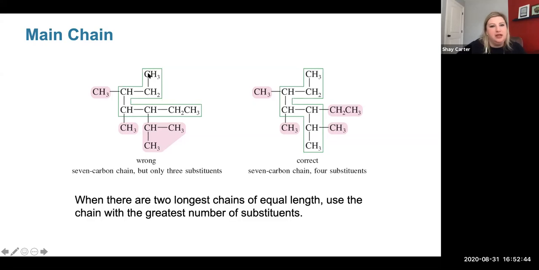So if we start here, 1, 2, 3, 4, 5, 6, okay, we would only have 1, 2, 3, 4, 5, 6, 7. We have a 7-carbon chain, but only 3 substituents. If we start numbering here, 1, 2, 3, 4, 5, 6, 7, we have a 7-carbon chain with 4 substituents. And when we have 2 chains of equal length, we want to use the chain with the greatest number of substituents. So this one is the one, this is how we would want to do that.